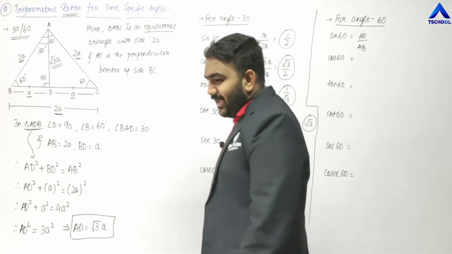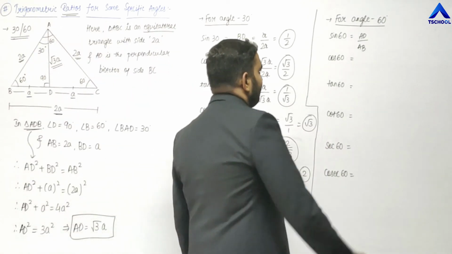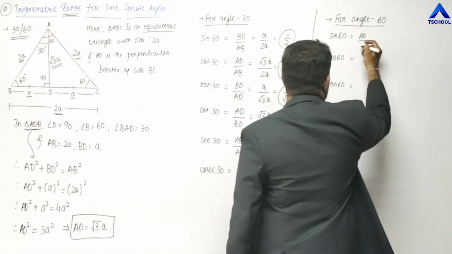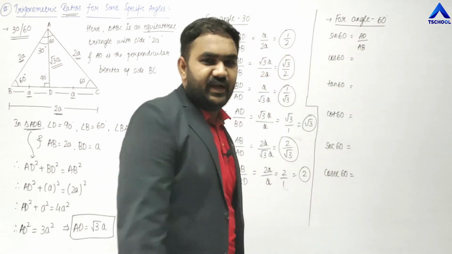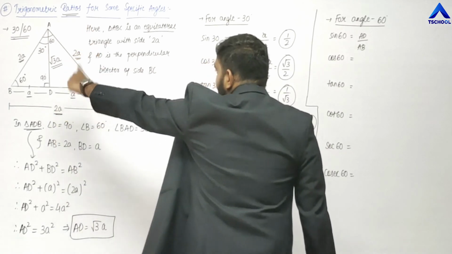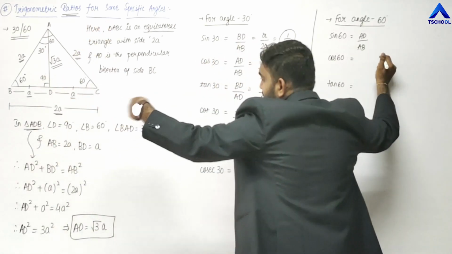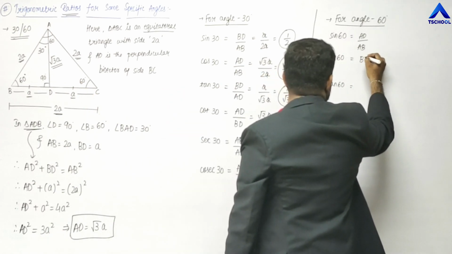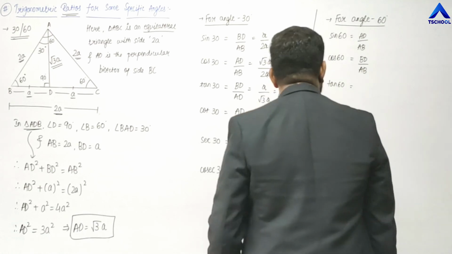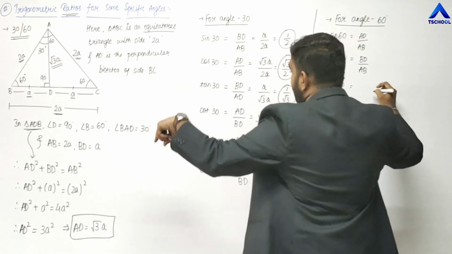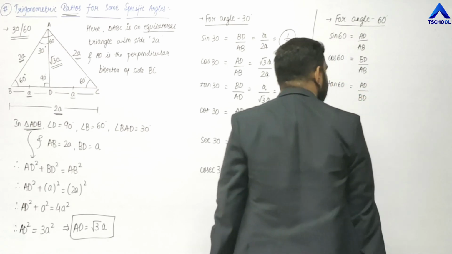The only magic that continues here is that the hypotenuse remains the same. It will not change. So that is the first one, sin 60 is AD upon AB, side opposite to 60 upon the hypotenuse. Second one, cos 60, that is side adjacent BD upon hypotenuse AB. Tan 60, side opposite, that is AD upon side adjacent, which is BD.